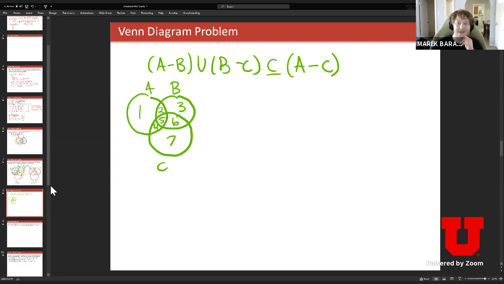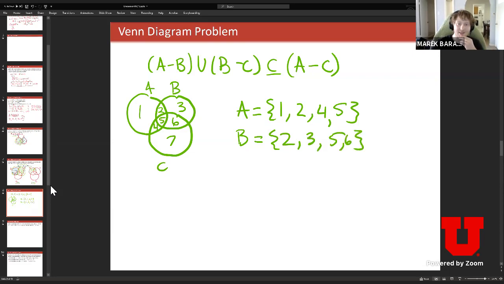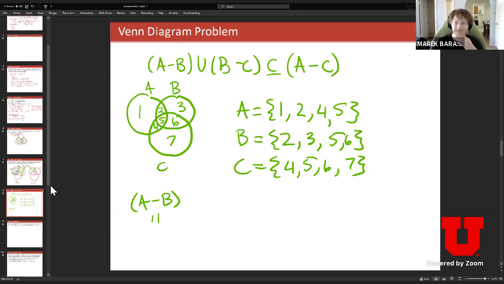So we have A equals {1, 2, 4, 5}. B equals {2, 3, 5, 6}. And C equals {4, 5, 6, 7}. So A minus B is equal to {1, 4}. So this set.